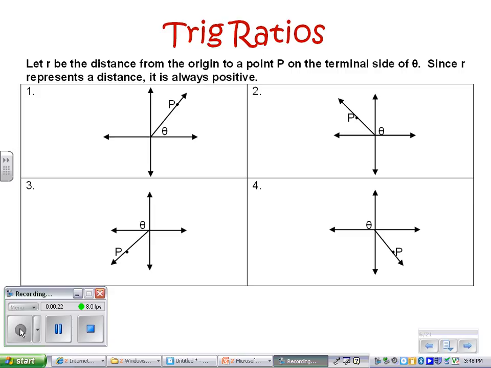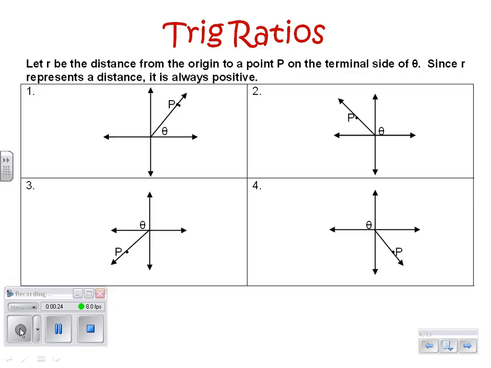Now we're going to construct triangles, right triangles. You drop a perpendicular to the horizontal. Here's our angle theta. Now remember that on the coordinate plane, we move to the right and left for x, we move up and down for y. R is the distance from the origin to point P. Now we did that in Unit 16, only in Quadrant 1.